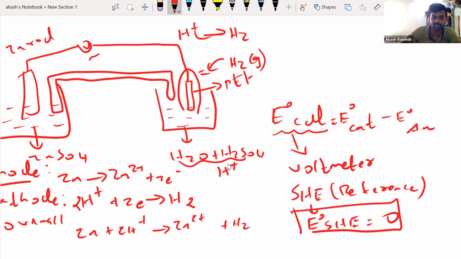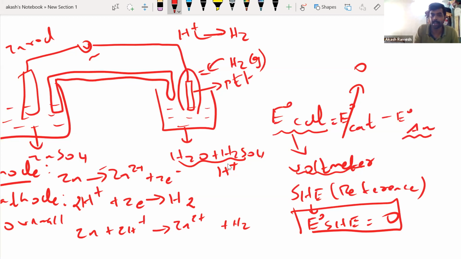So what you see here is the E naught of the cathode. In the cathode only I have the SHE, so this value is 0. What do you mean by that? Whatever the voltmeter reading shown to you, that is the reduction potential for the anode, and the anode in this case is zinc.